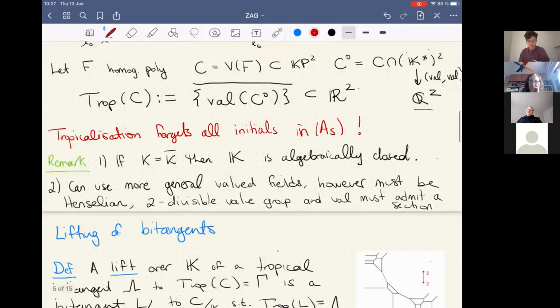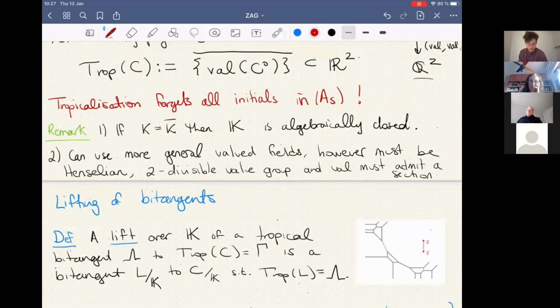So here's where the definition of lifting comes in. We say that a lift over the field K of a tropical bitangent lambda is a bitangent L, so an honest line defined over the field K, to the honest curve C defined over the field K, such that its tropicalization is our line.